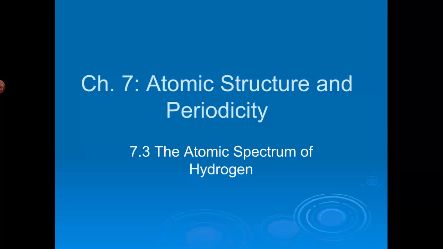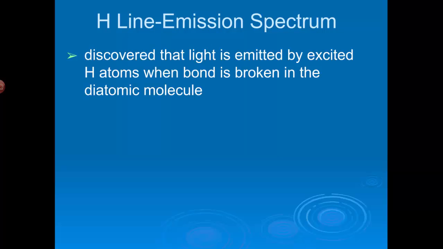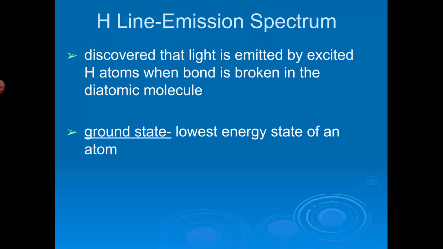So continuing on, in this section we're going to look at the atomic spectrum of hydrogen. We call this a line-emission spectrum, and you'll see why once you see a picture of what it is. Scientists discovered that light is emitted by excited hydrogen atoms when the bond between the two hydrogen atoms is broken. So you know hydrogen is diatomic, H2, right? If you break that bond, you break the hydrogens apart, they'll give off light. And the reason is because of what happens with the electrons.